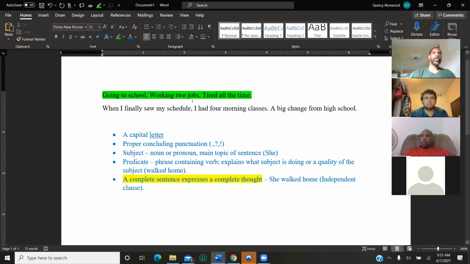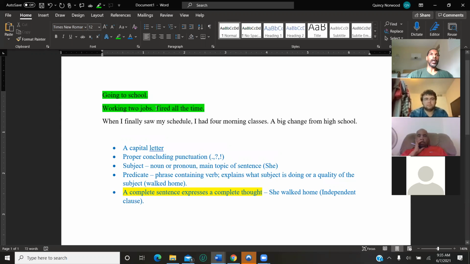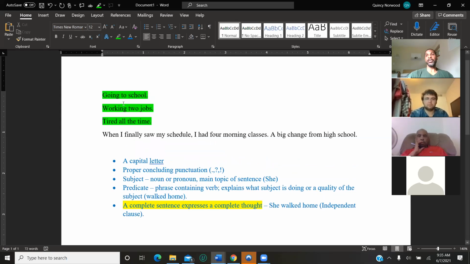Going to school, working 2 jobs, tired all the time. Okay, that describes a lot of us, right? Or even working 1 job, or even just going to school can be tiresome. But we have a series of fragments there. All right, and all of these have a couple things in common. First thing they have in common is they don't have a subject.